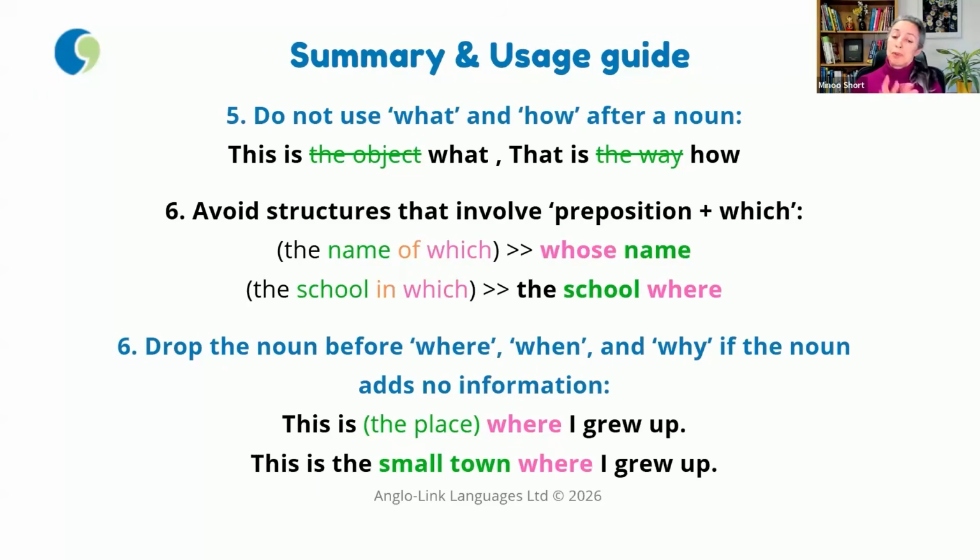And finally, drop the noun before where, when, and why if the noun adds no information. So why say this is the place where? Obviously, where refers to a place. So this is where I grew up. But if there is additional information in your noun, keep it. This is the small town where I grew up. Now we know that you grew up in a small town. Right, that's the summary and usage guide. I hope it's been helpful to you, and we'll have more information on this topic in our next session.